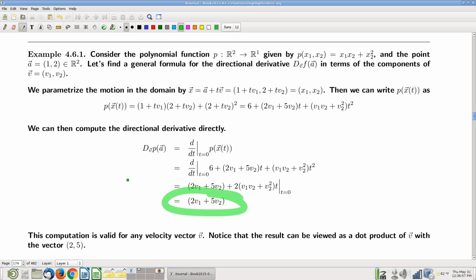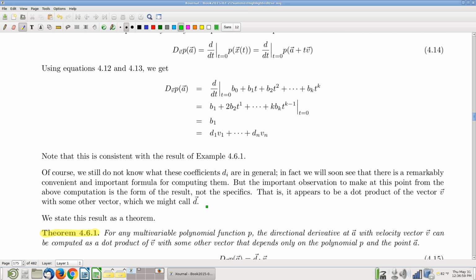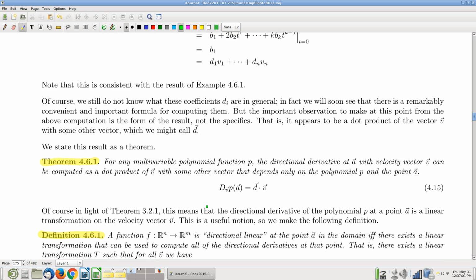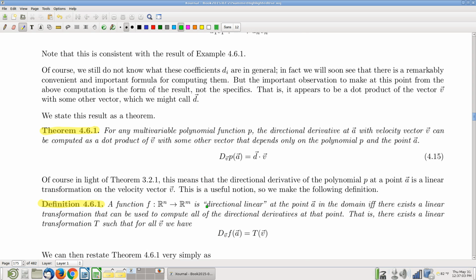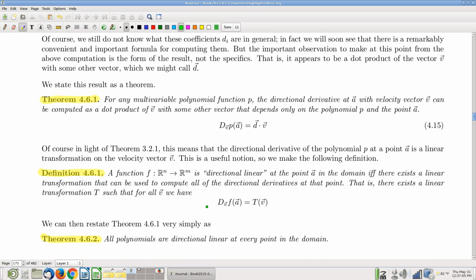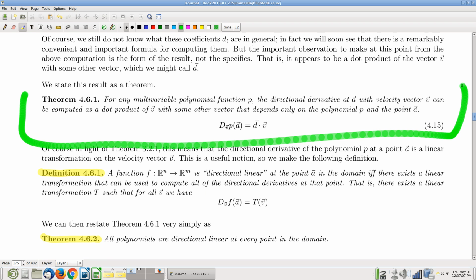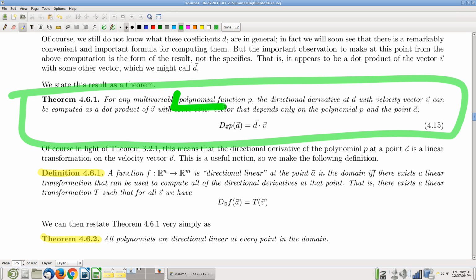So it's not terribly surprising that this always works out for polynomials. So this is worth making a big deal out of. I'm going to state this as a theorem. If you have any polynomial, any multivariable polynomial, directional derivatives are computed with a linear transformation. Well, I'm saying, dot product with the vector, but that's a linear transformation.